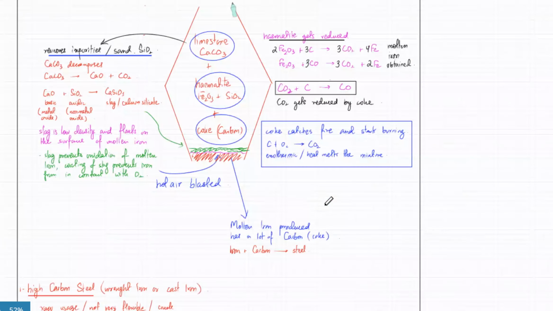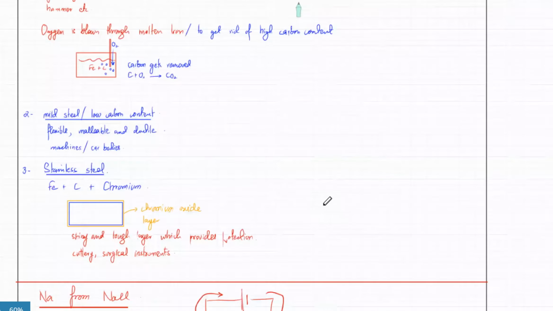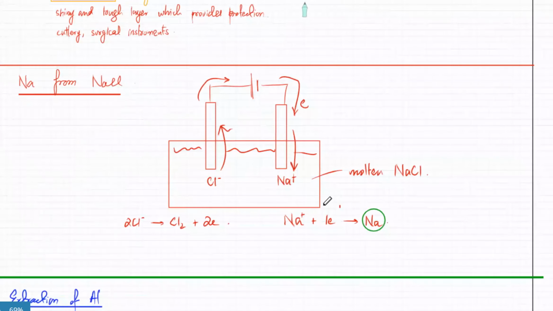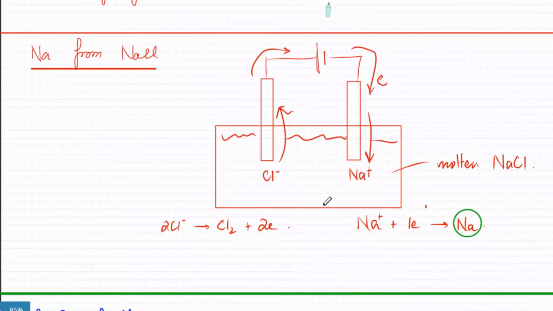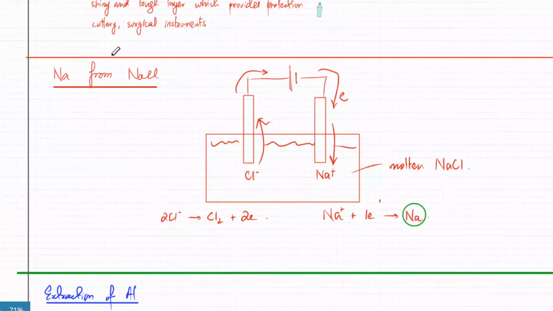So we did all of this in detail. We talked about the types of steel. There were high carbon, low carbon, stainless steel, and all of that. And now for very reactive metals, the only thing that's possible is you have to do electrolysis. That's the only possible thing, because you can't reduce it with carbon. Only molten electrolysis.